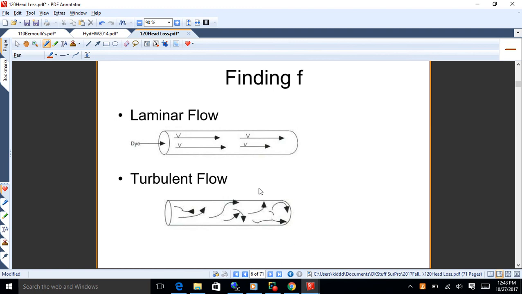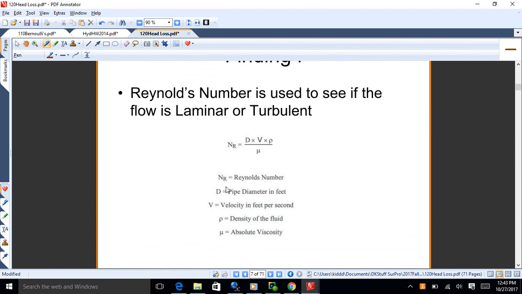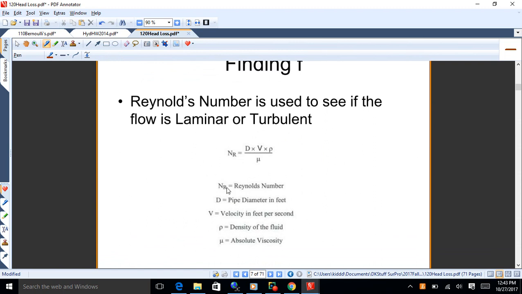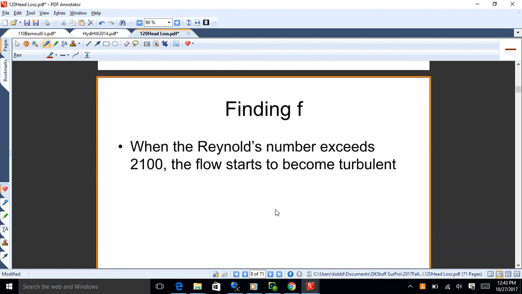Turbulent is the more normal condition. It's when the flow's jumping around and moving around like a mountain river or something like that. And someone actually came up with a number to determine whether flow is going to be laminar, which is smooth, or turbulent, which is rough, called the Reynolds number. That's the pipe diameter in feet, the velocity in feet per second, the density of the fluid, and the absolute viscosity. If the Reynolds number is more than 2100, the flow becomes turbulent. And if it's less than 2100, it's not turbulent.